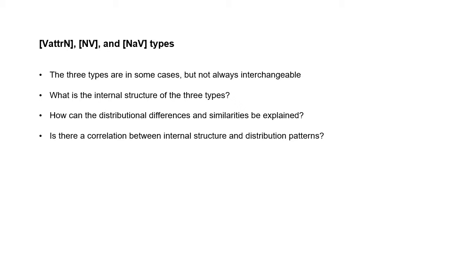So we want to see what is the internal structure of these types? How are they made up? How can we explain the differences in distribution? And the question we especially want to answer, is there a correlation between the internal structure and the distributional pattern? Distributional pattern being something semantic, so we want to see whether the syntactic grammatical form correlates with the semantics of these noun phrases.